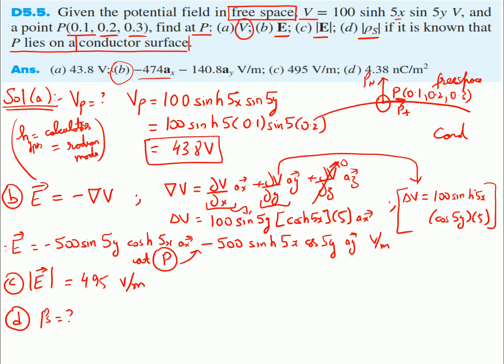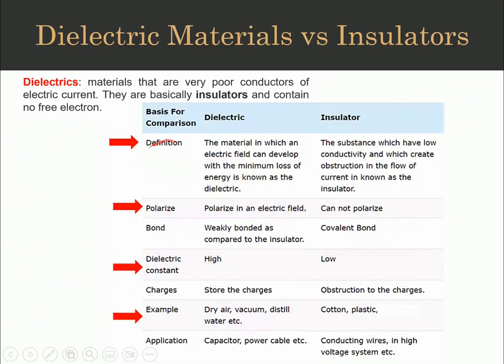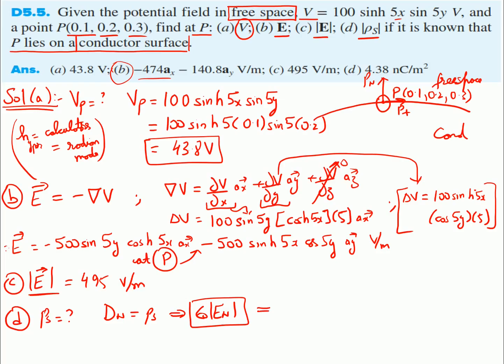For rho of S, we have different equations now, but relating to our previous explanation of boundary conditions, we know that the normal component is always equal to the surface charge density. We also know that D of n can be written as epsilon into E. Because we already have the magnitude, you multiply it with epsilon and you will get the answer. So rho of S is equal to epsilon naught, which is 8.85 into 10 raised to power minus 12, multiplied by 495.